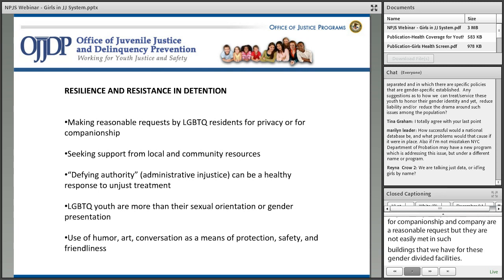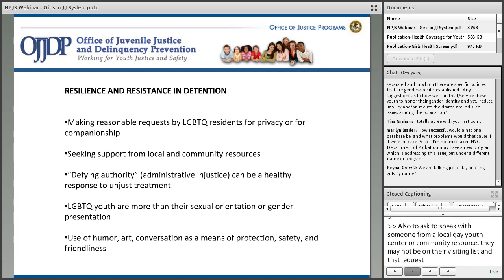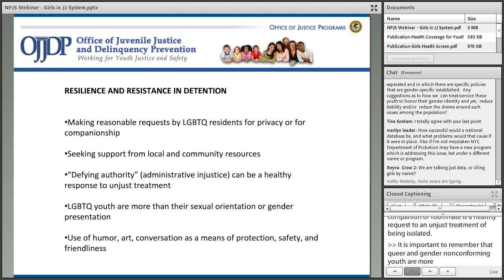It's often called defying authority, right? But they experience so many tiny administrative injustices that saying, no, I don't want that, I want a companion, I want a roommate, is a healthy response to the unjust treatment of being isolated. It's important to remember that queer and gender nonconforming youth are more than their sexual orientation or gender presentation. They're young people. They're girls, living with adolescent issues and problems just like all other girls.